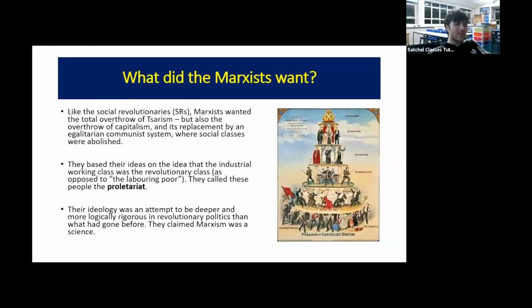So basically, the ideology of the Marxists was an attempt to be a bit deeper and more logically rigorous than all of the radical politics that had gone before. And as we said, they claim that Marxism was actually a science.